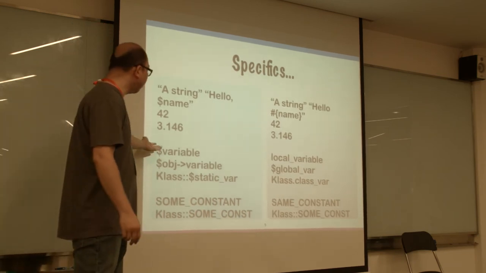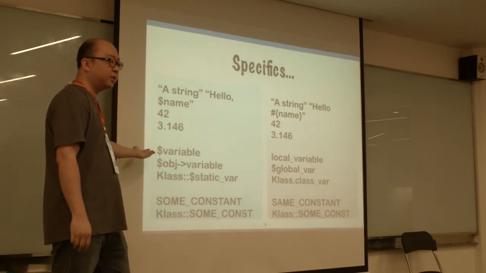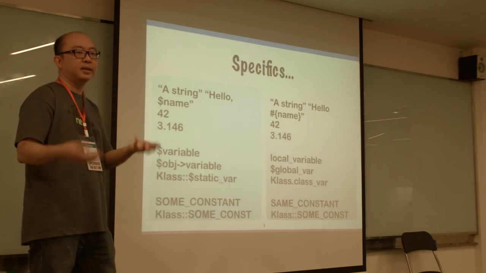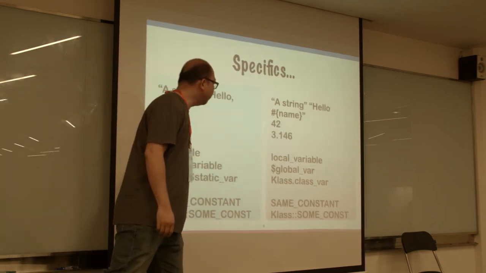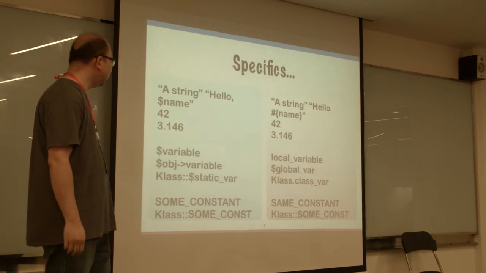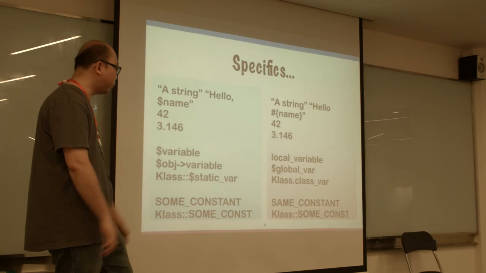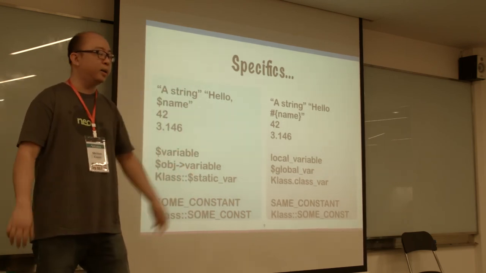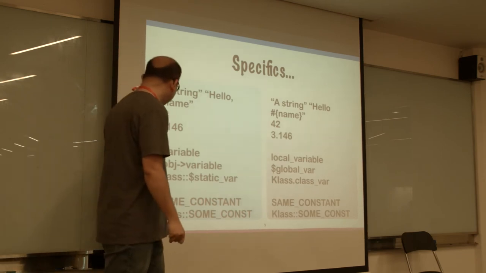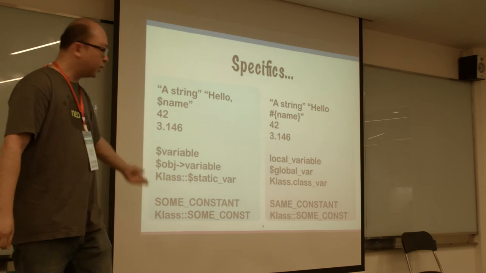Numbers, floats. This is how you represent variables with a dollar sign in front. Anything with a dollar sign in front in PHP represents a variable container. And in Ruby, it's the other way around. Ruby also has a dollar sign prefix as well. This is more for global variables, so it will be available throughout the entire app. Classes, static variables, constants.